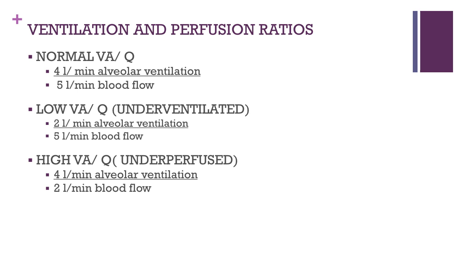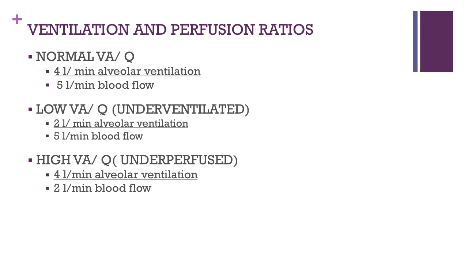If you have a low ventilation perfusion ratio, then you might have 2 liters per minute of alveolar ventilation, meaning that the airflow in and out is low, but your blood flow is still pretty good. You still have 5 liters per minute coming past, trying to pick up the gases that are being exchanged. So in this case, you have an underventilated patient who still has pretty good perfusion. This could happen in mechanical ventilation, or it could happen in respiratory distress where you're still pumping pretty well, but you're not getting air in and out as well as you should. It can happen in early stages of respiratory distress.